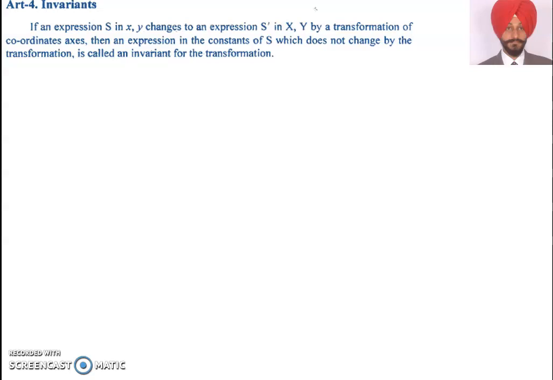So the first article is: if an expression S in x, y changes to an expression S dash in capital X, capital Y by a transformation of coordinate axes, then an expression in the constants of S which does not change by the transformation is called an invariant for the transformation.